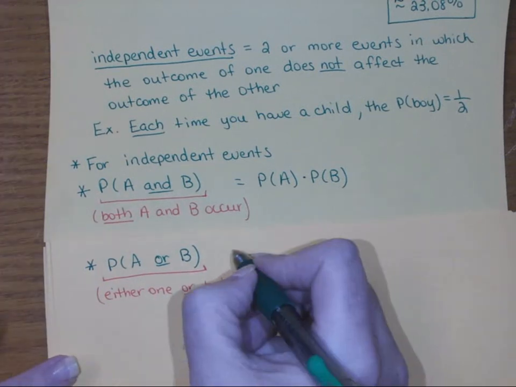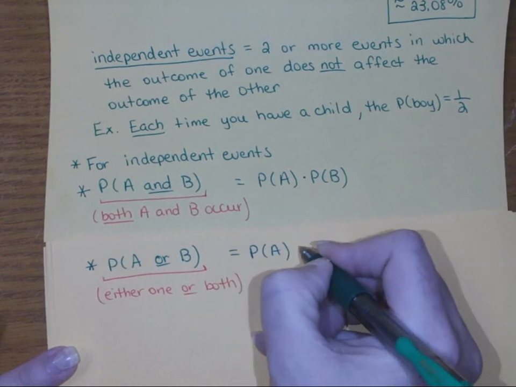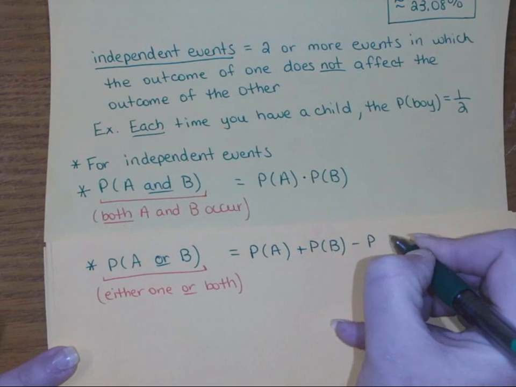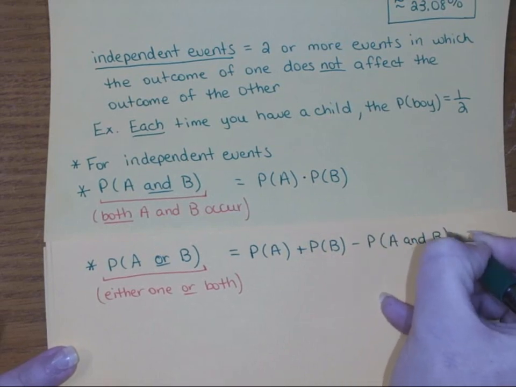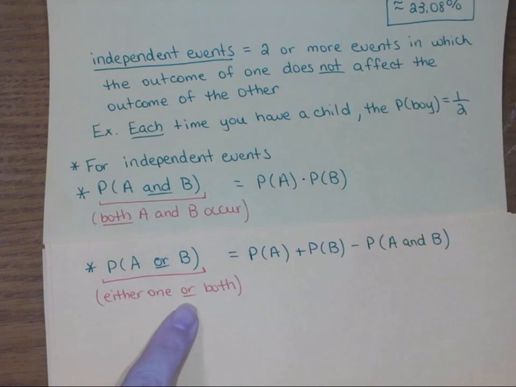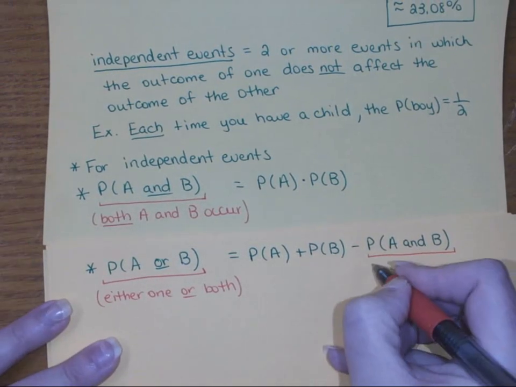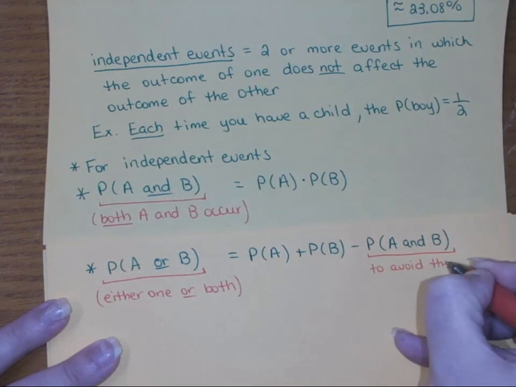Or one or the other can happen. Doesn't really matter. And so the formula for those dual probabilities is you add the probabilities, okay? But you also have to subtract off the probability that they both could have occurred at the same time. Notice how this one says either one or both, okay? So this little subtraction, this little adjustment, is to avoid the same items being counted twice.